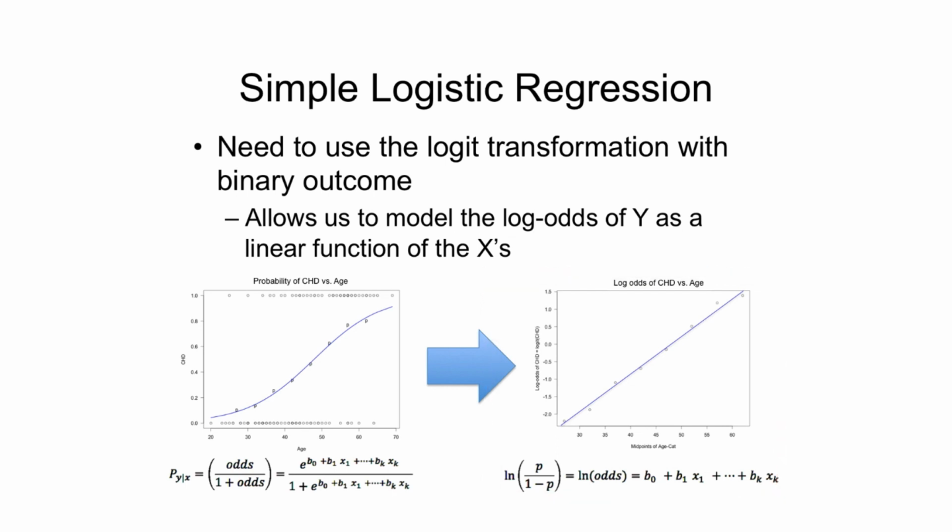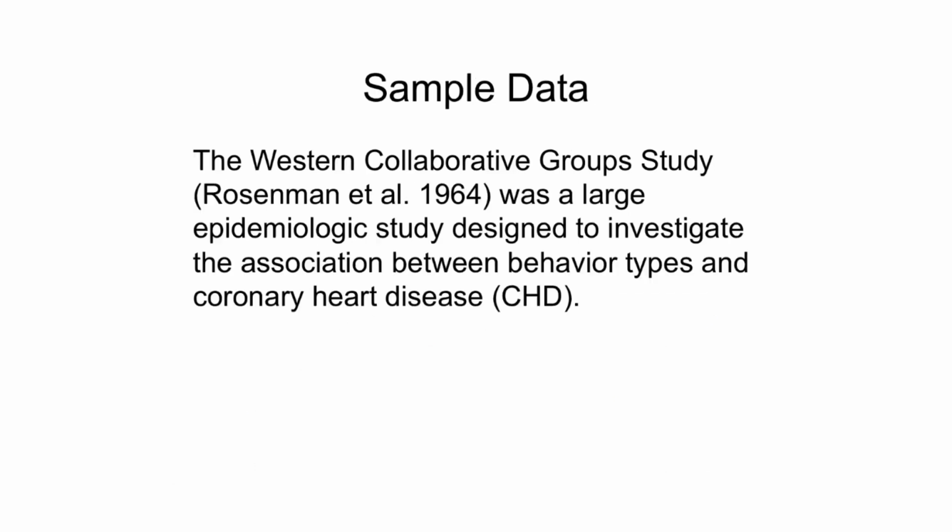everywhere along the line. So rather than modeling the probability of the outcome as a logistic function of the X's, we use the logit transformation, which allows us to model the log odds as a linear function of the X's.